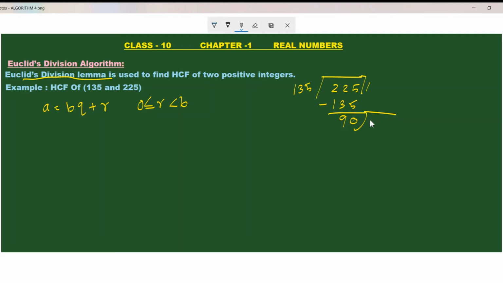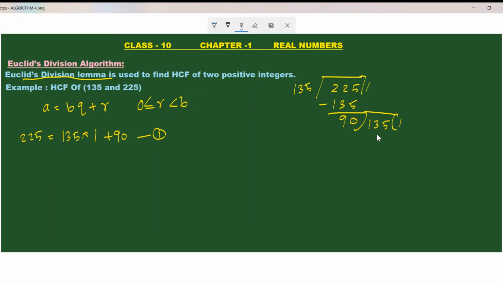So write 135 here. And before that, we need to write the steps here. We have taken dividend a as 225, which is equal to divisor 135 into quotient 1, and the remainder is 90. Okay, one step. Next we'll continue.